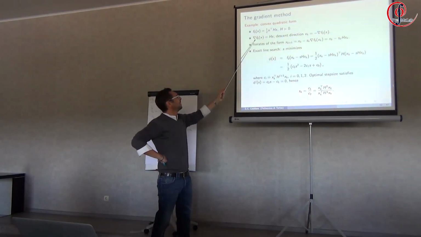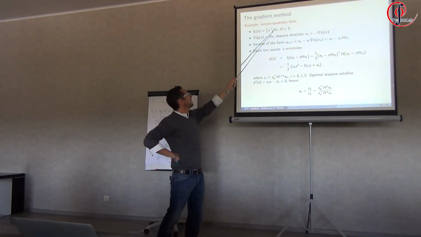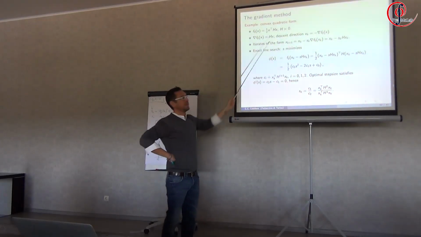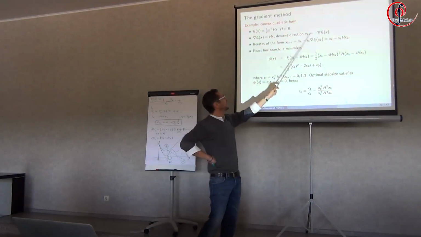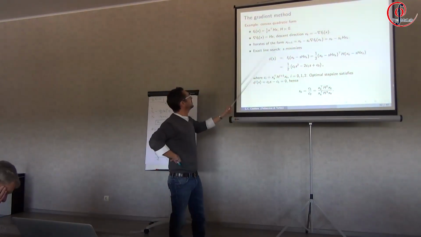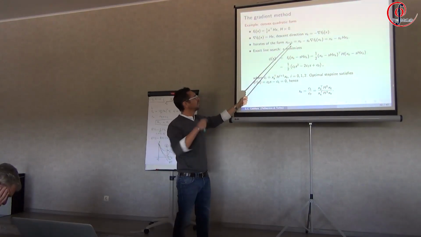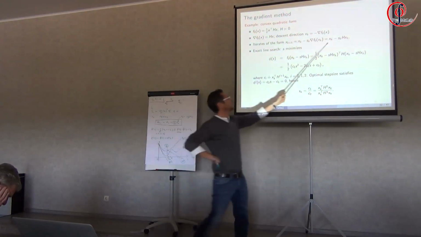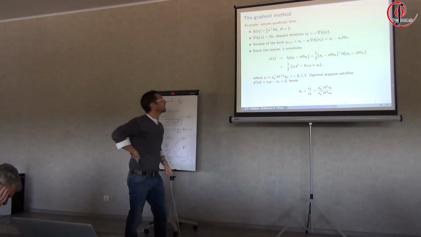Okay? But anyway, we want to just make an example. So the gradient is, the matrix of the quadratic form is H, so the gradient is Hx. The descent direction is minus the gradient, so it's minus Hx. So the iterates of the gradient method are of this form. This is the form of the iterates.